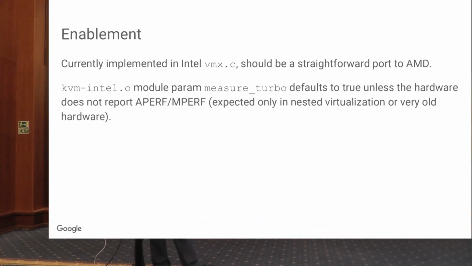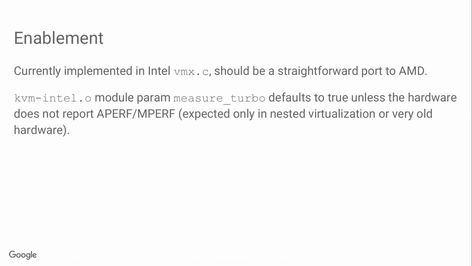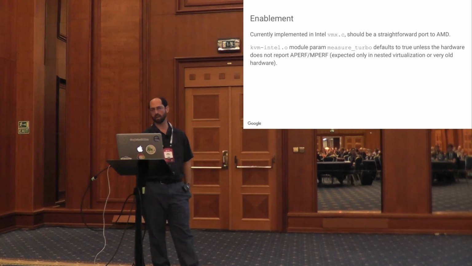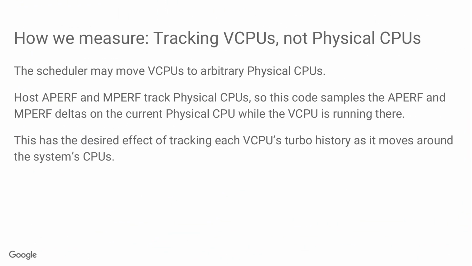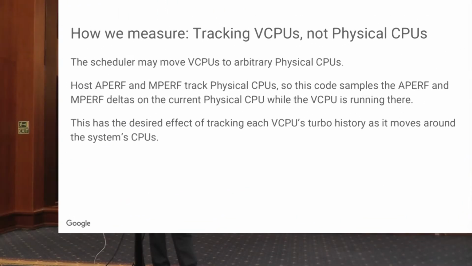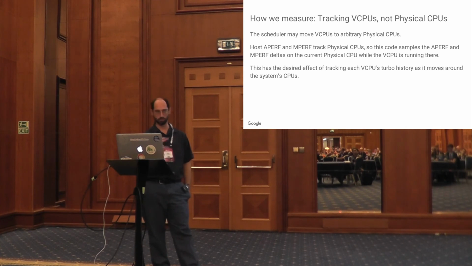So currently I wrote it in Intel vmx.c. It should be a pretty straightforward port for svm.c, and I added a disable module parameter to turn it off, but it will turn it on if it finds the hardware, and only really old hardware and nested hardware wouldn't support APerf and MPerf.